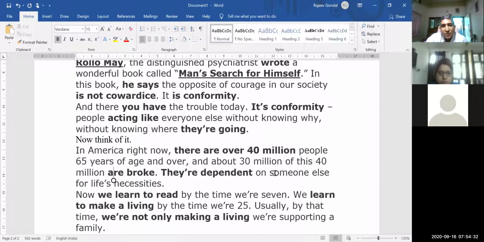Just tell us the words which I have highlighted, which are in which tense. And there you have the trouble today. It's conformity. So it is conformity. This is in present tense. It's conformity, it is present.